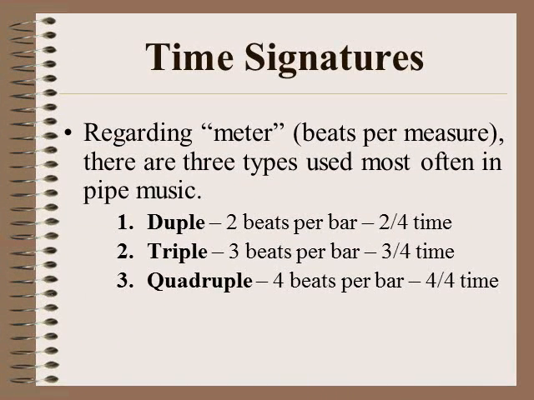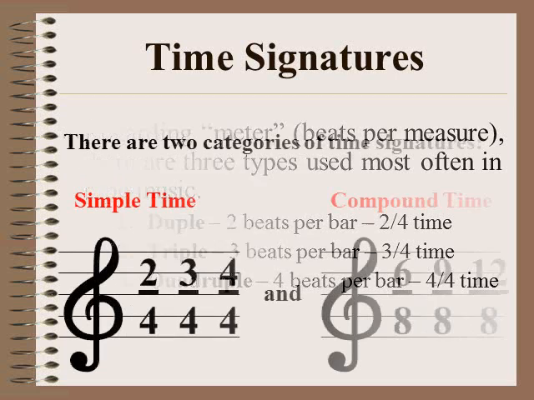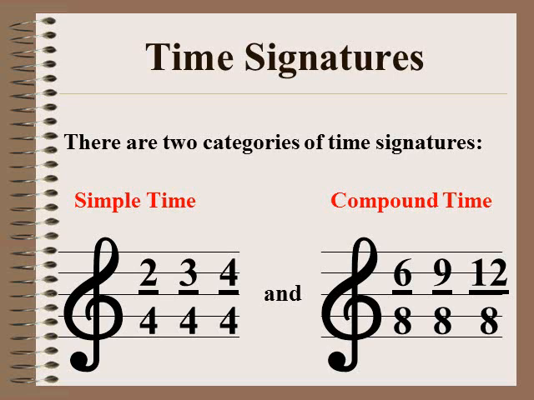Regarding the meter of a tune, or as we discussed previously, the beats per measure, there are 3 types used most often in pipe music: duple, triple, and quadruple. Duple, of course, has 2 beats per bar, triple has 3 beats per bar, and naturally quadruple has 4 beats per bar. There are 2 broad categories of time signatures: simple time and compound time. We've already discussed simple time a little bit. Let's now discuss compound time.